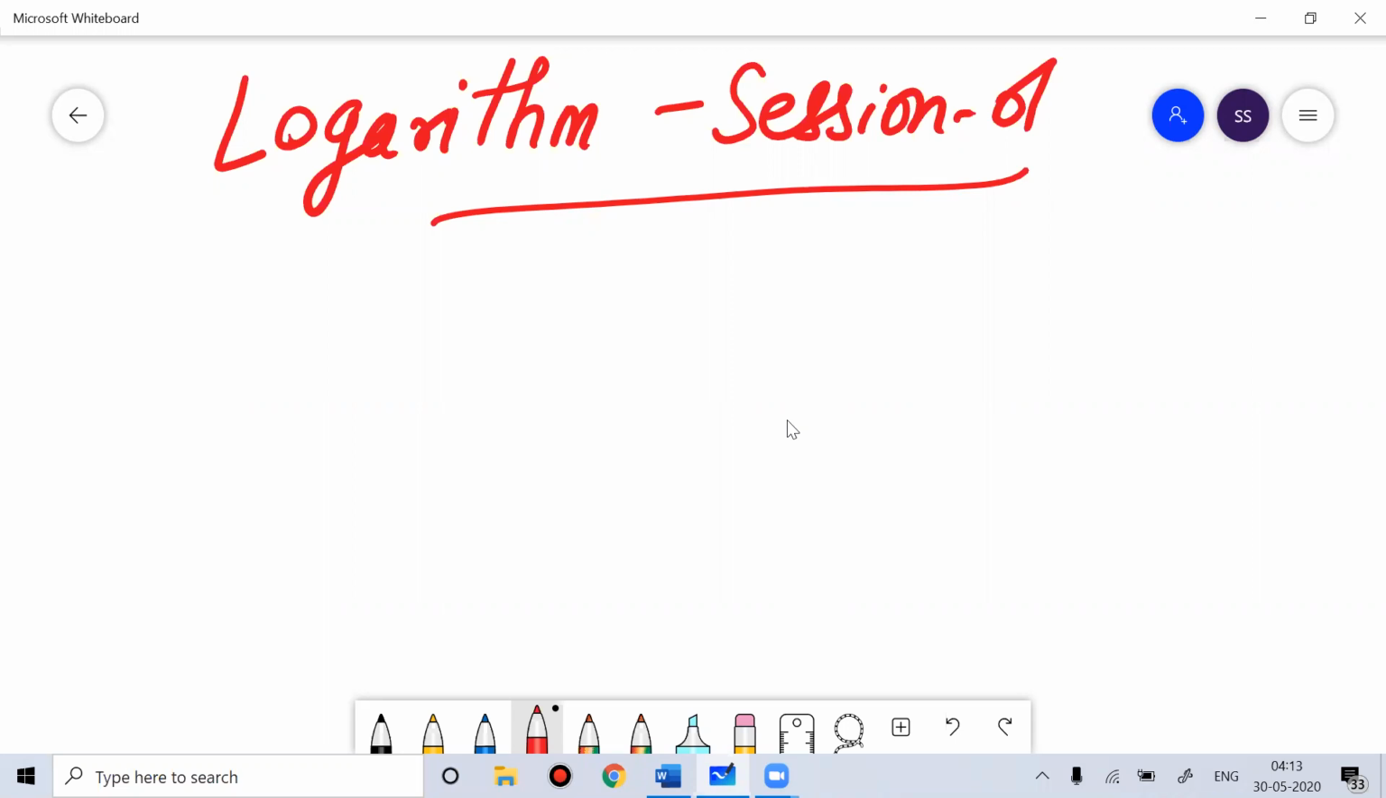Today, in this session, I'll cover a topic which is very important for more or less every competitive exam, either related to management, engineering, or any government job related exams. The topic you can see on your screen is logarithm, and it is very important. You can expect one or two questions in every exam from this concept of algebra.